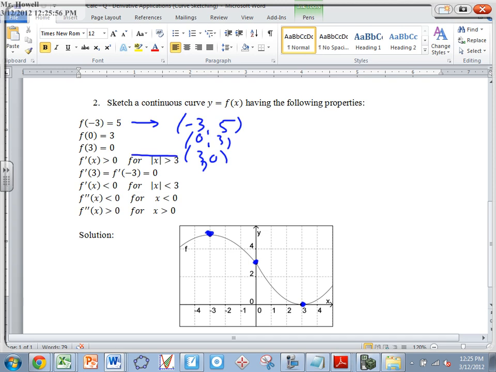Starting point, and these are all points. Let's take a look at this one now. That's the tough one. That's confusing, right? The absolute value is what confuses everybody, surely.